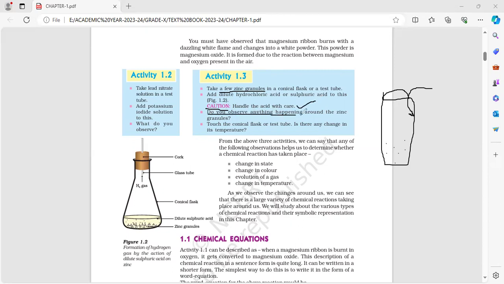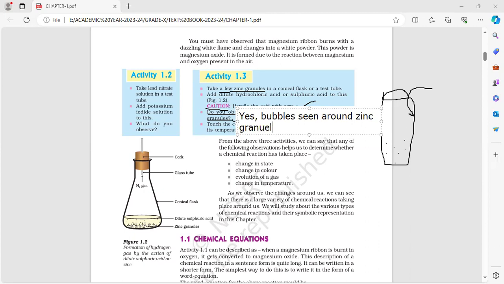Now, do you observe anything happening around the zinc granules? I will upload this video also. What is he asking? Do you observe anything happening around the zinc granules? Yes. What happens around the zinc granules? We observe bubbles. So you may write down the answer for this in your textbook. Yes, I'm writing: bubbles seen around zinc granules.